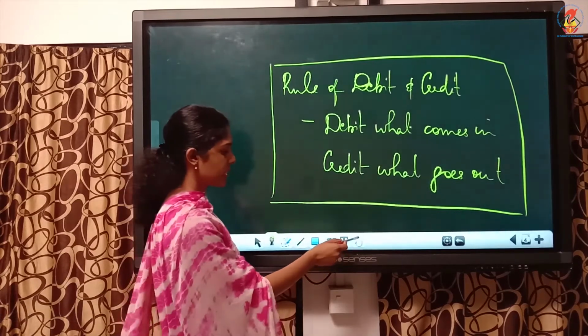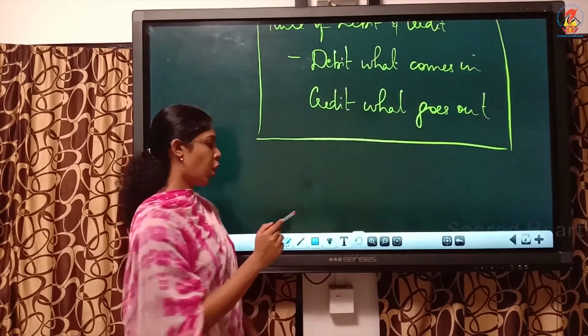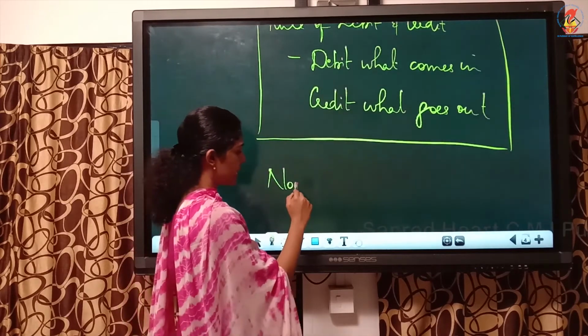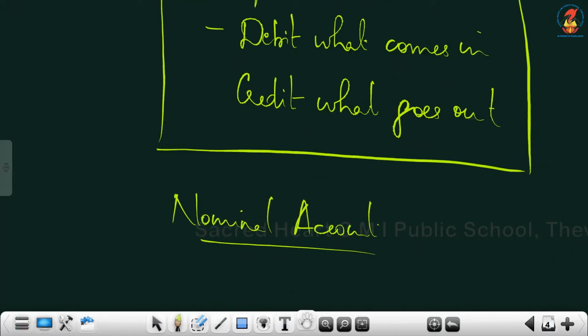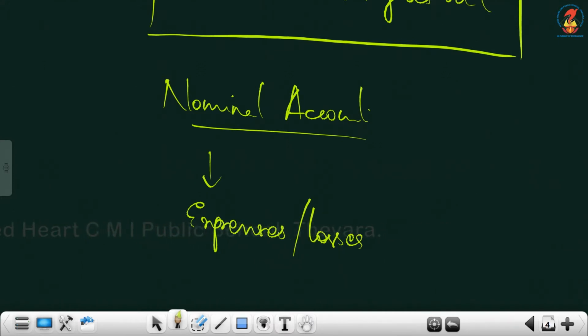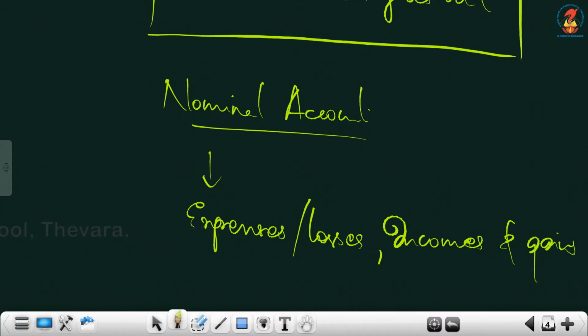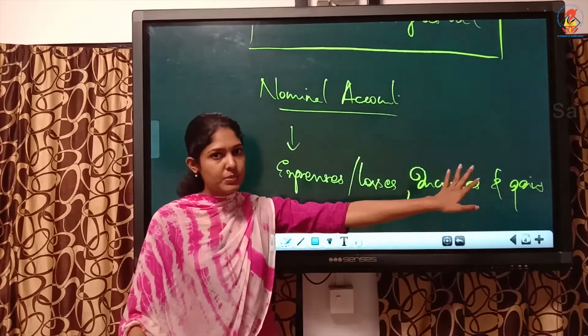The next is impersonal accounts, classified into two: real accounts and nominal accounts. So nominal account means account which is related to expenses, losses, incomes and gains. Understood? Nominal account means accounts related to expenses and losses, similarly incomes and gains.